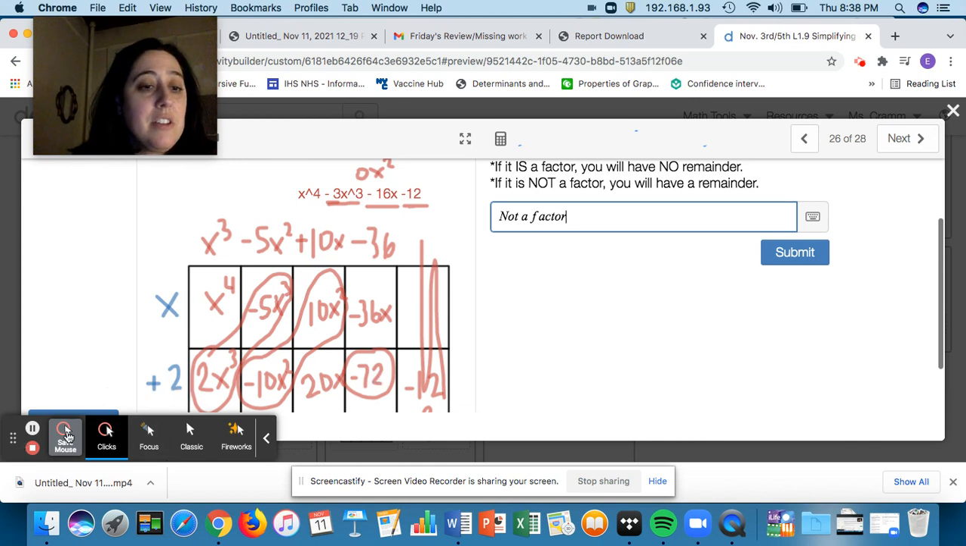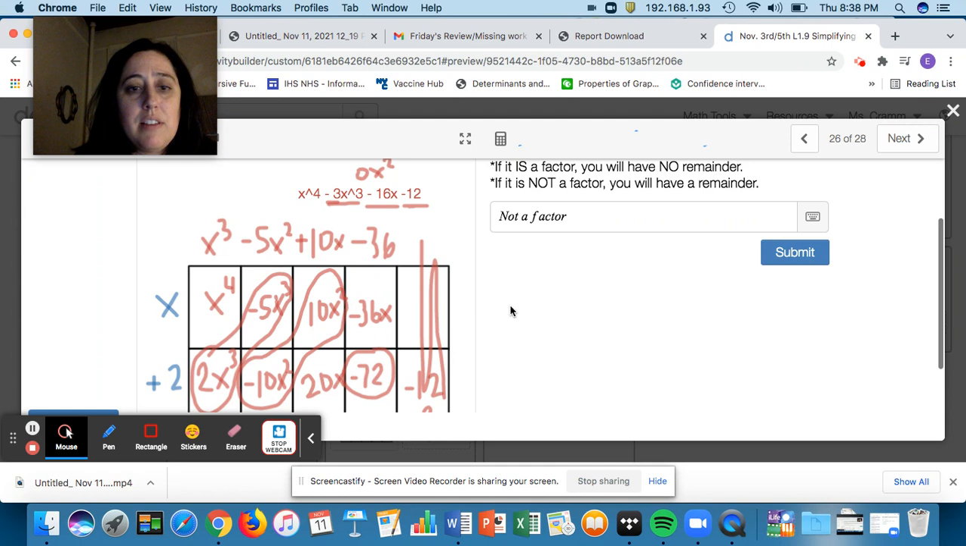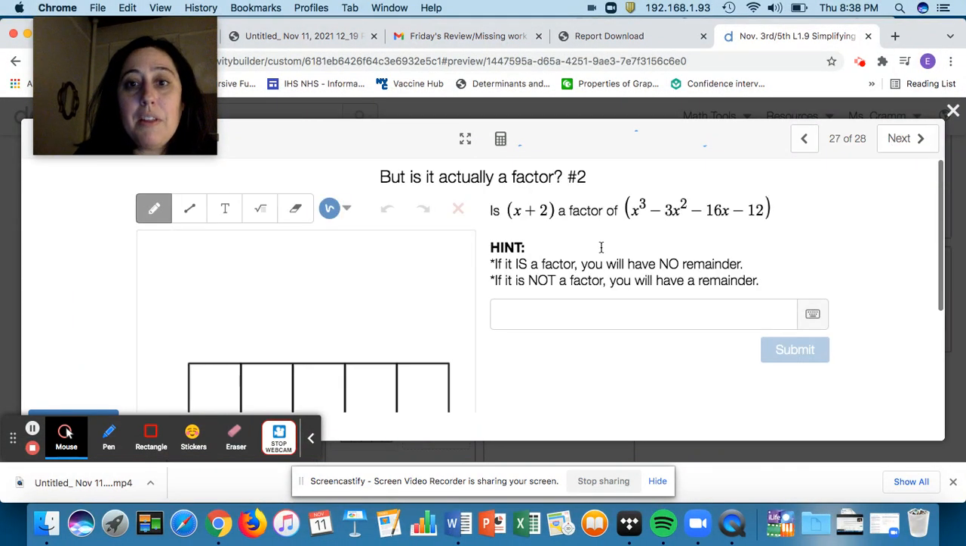Just a side note, because I know they do this in other problems: if I were to write this remainder, I would write it over x plus 2. Actually, I won't go into that in this slide. Let me just keep it on this one. But I do believe that you are told how to write a remainder.